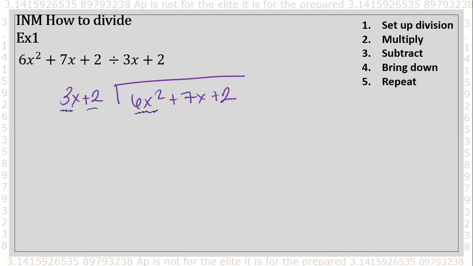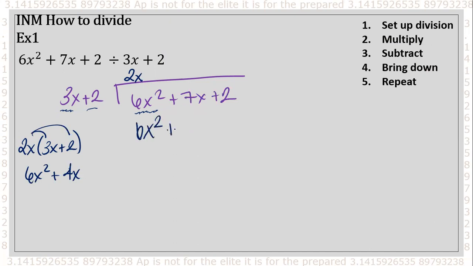Something times 3x gives me 6x squared. So let's just focus on the 3 and the 6. Something that is 2, right? 2 times 3 gives me 6, and I need x squared. So this is probably going to have an x. So if I do that, 2x times 3x plus 2 gives me 6x squared, and if I do FOIL, plus 4x. So that's what's going to go right here: 6x squared plus 4x.